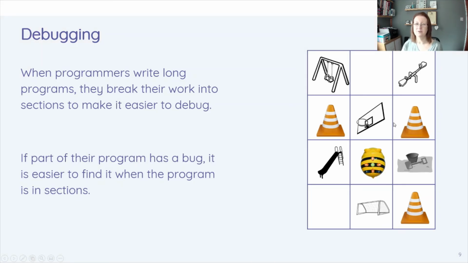When programmers write long programs, they will break them down into sections, and that makes it easier for us to find out where our problems are and debug it. If part of the program has a bug, it is then easier to find it and fix it. So you've got that task to do: plan out your algorithm to get to 2 locations. There is an additional worksheet if you want to have a go at an algorithm that is wrong, and you need to debug it and find and fix the error as well.